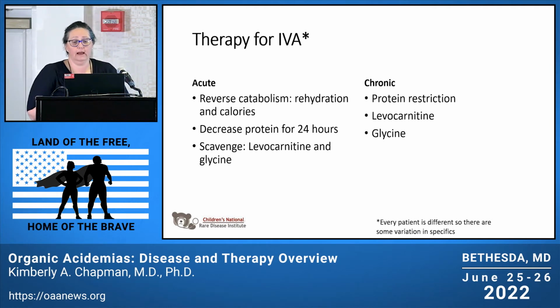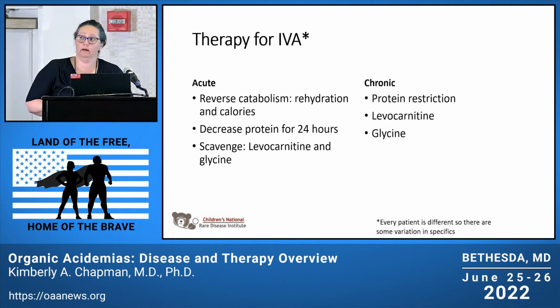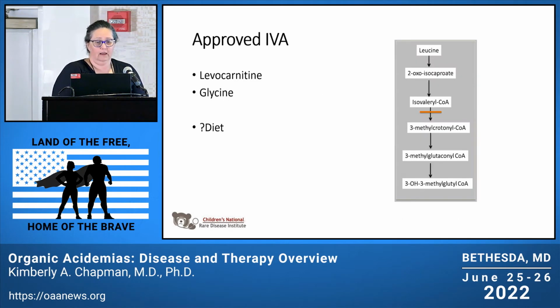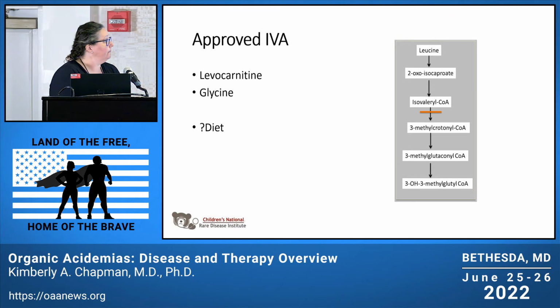And then you're going to add levocarnitine and glycine to scavenge. You also want to make sure you don't become glycine deficient or levocarnitine deficient, because if that's your scavenger, and those are things within your system, and you're pulling it out all the time to pee out the extra isovaleric acid, you can in fact become deficient. And what's approved for IVA? What's approved for IVA currently is levocarnitine and glycine, although most people have to pay for their glycine out of pocket. And then here again, diet.